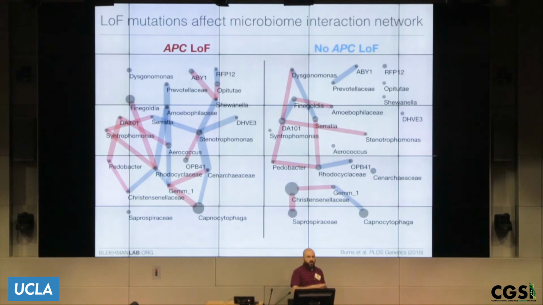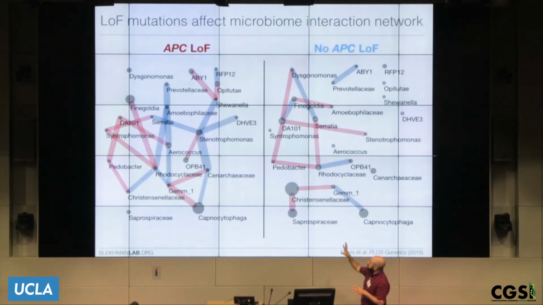Another thing we can do is look at interactions within the microbiome. By interaction, I mean statistical interaction, so basically strong correlation between individual taxa. And what we wanted to see is if there is any effect of specific mutations on the network of interactions within the microbiome.